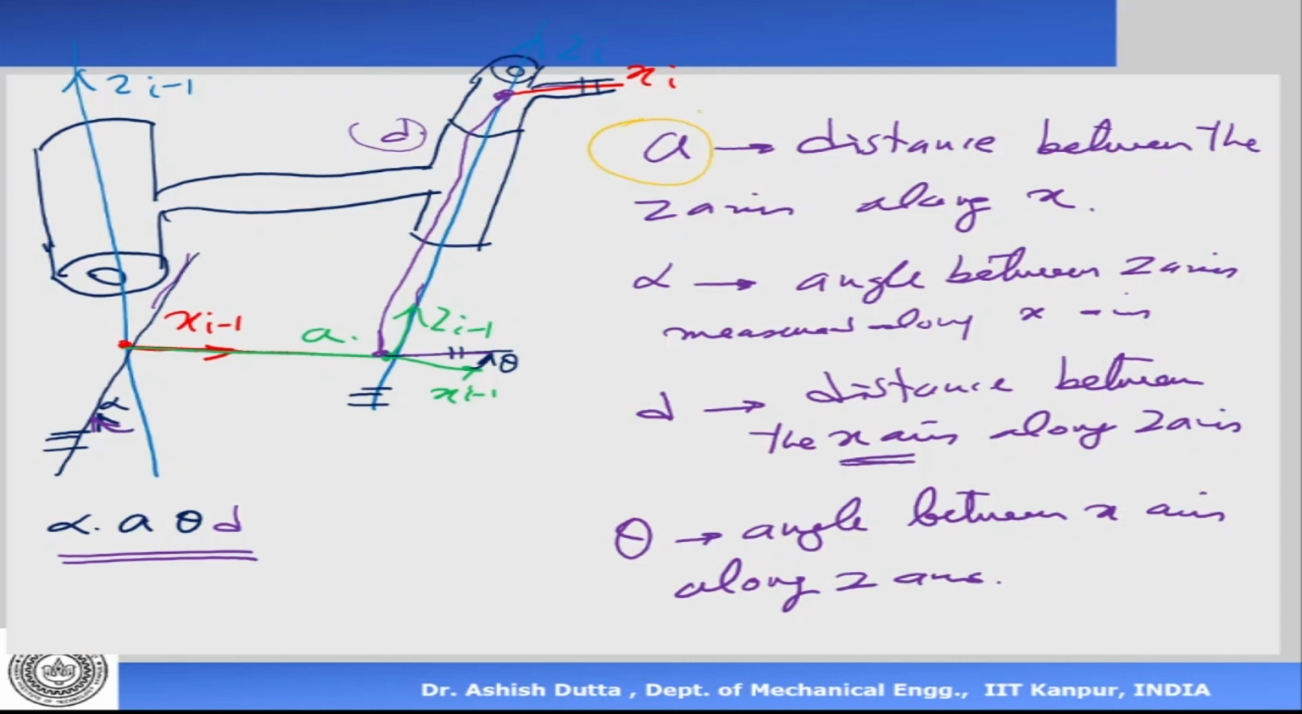a is the distance between the z-axes along the x-axis. Alpha is the angle between the z-axes measured along the x-axis. d is the distance between the x-axes, measured along the z-axis, and theta is the angle between the x-axes measured along the z-axis. So whenever we have a manipulator, before we write the kinematic chain, we need to find the relation between two axes, and they're related by these 4 parameters: a, alpha, d, and theta.